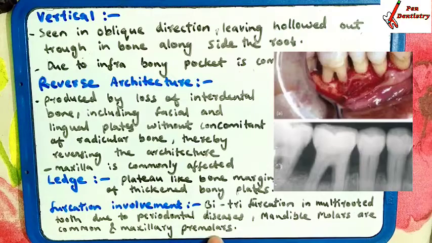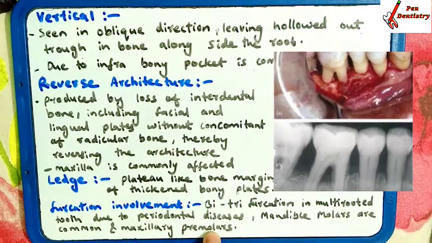When the furcation is involved, bifurcation or trifurcation is involved in a multi-rooted tooth due to periodontal diseases. When there is a periodontal disease, the furcation is involved. That is furcation involvement. The most common sites are mandibular molars and maxillary premolars. Here's how you are going to check the furcation. You will use a Nabers probe, and a radiograph, if you take one, will tell you about the bone loss.